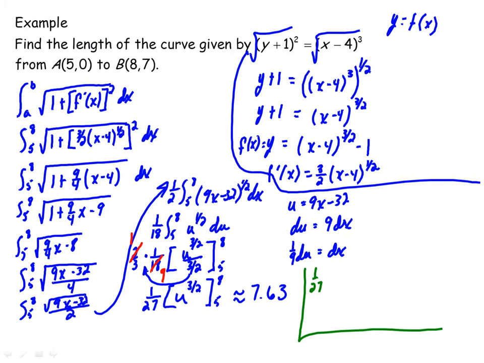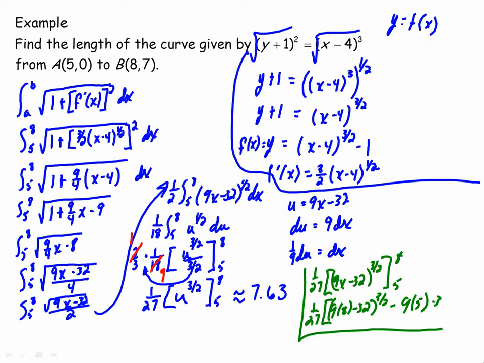1 over 27 times 9x minus 32 raised to the 3/2, integrated from 5 to 8. So you're going to have 1 over 27 times 9 times 8 minus 32 raised to the 3/2, minus 9 times 5 minus 32 raised to the 3/2. But what I did on the board over there is, instead of writing all this down, I just went ahead and substituted it into my boundary.